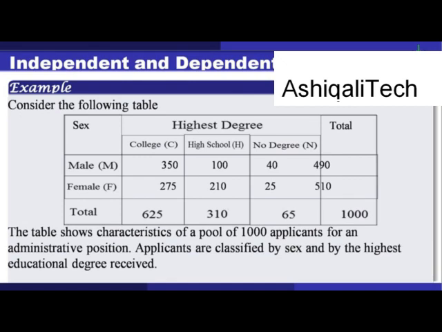Dear students, now we consider an example. Consider the following table in which the first column shows the sex, male or female. The second column shows the characteristics of 1000 applicants, whether they have a college degree, a high school degree, or no degree. And in the last column we have the total number of applicants. So this table shows 1000 applicants for some administrative positions, and these applicants are classified by sex and by the highest educational degree they have received.